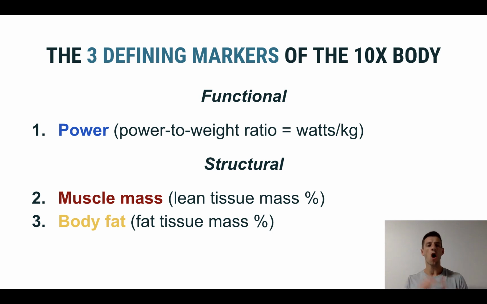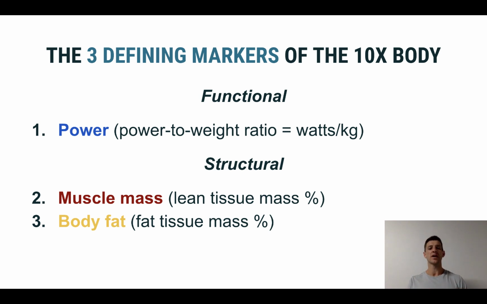Okay, so what are the markers of the 10x body? So again, there are these 3 markers, and they fall in 2 categories. One is a functional marker of the body, and that's power. It's also a mechanical marker.